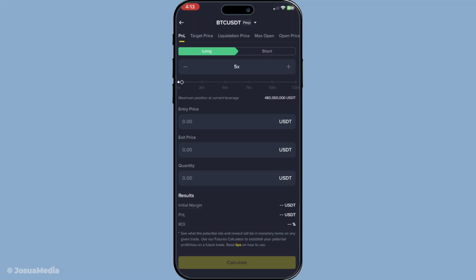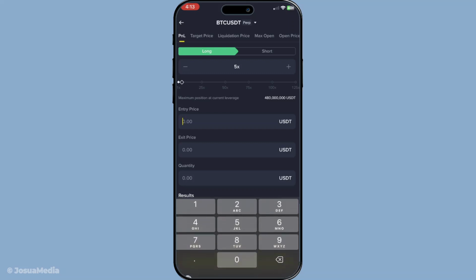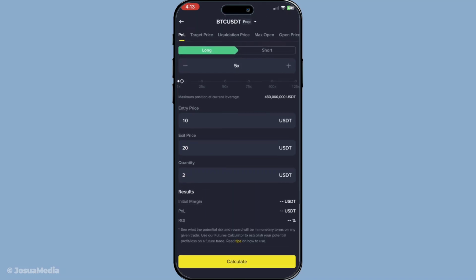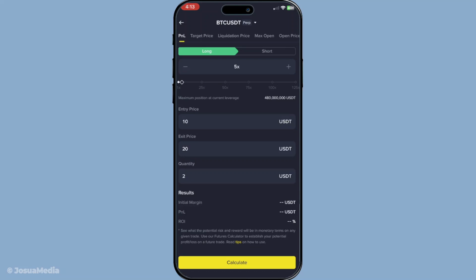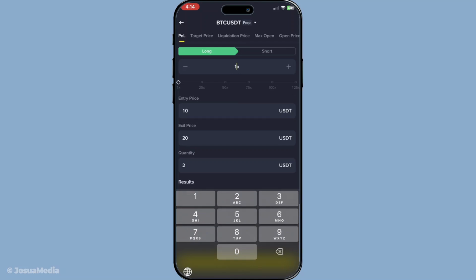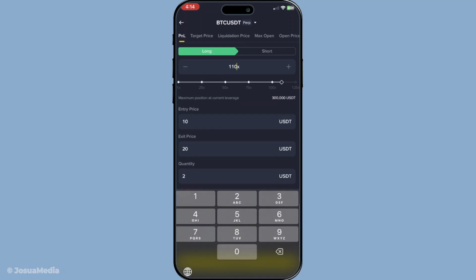Next up is entering the key details of your trade. This means you'll need to input your entry price, the price at which you anticipate entering the trade, the exit price, your desired or anticipated closing price, the position size, which refers to how much of the asset you're trading, and lastly, your leverage. Leverage is a way of using borrowed funds to enhance potential returns, but it can also increase potential risks. So ensure these figures reflect your trading intentions before entering them.